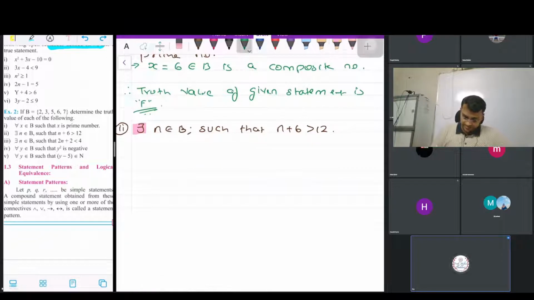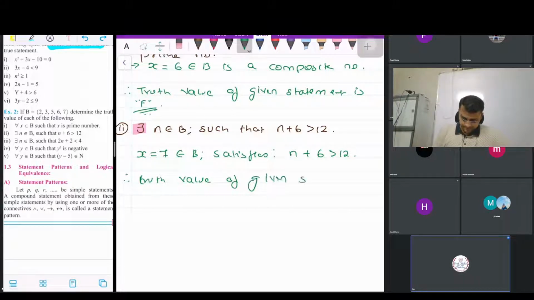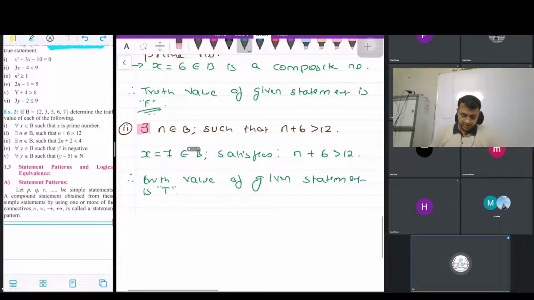So I have to write x is equal to 7, which belongs to B, satisfies n plus 6 is greater than 12. Therefore, the truth value of the given statement is T. Come on, in the same manner, I want you guys to try the third, fourth, and fifth sum. Give it a try and we'll discuss it as we did in question one.